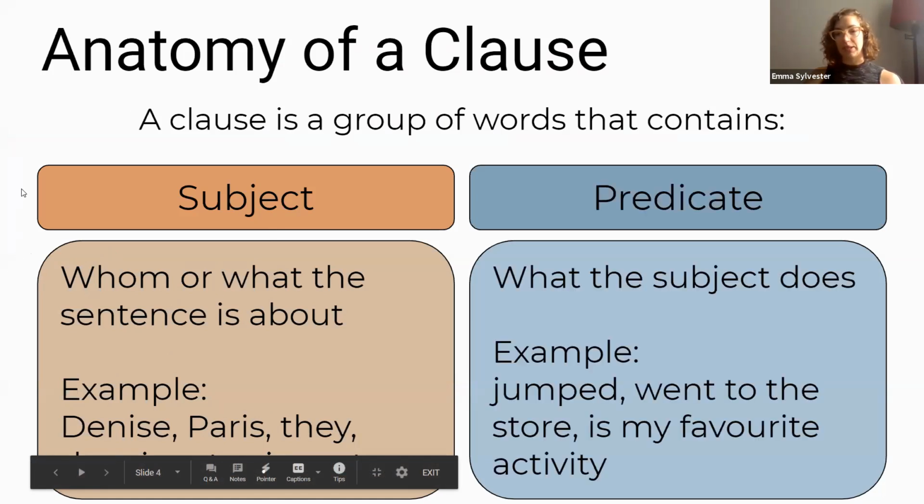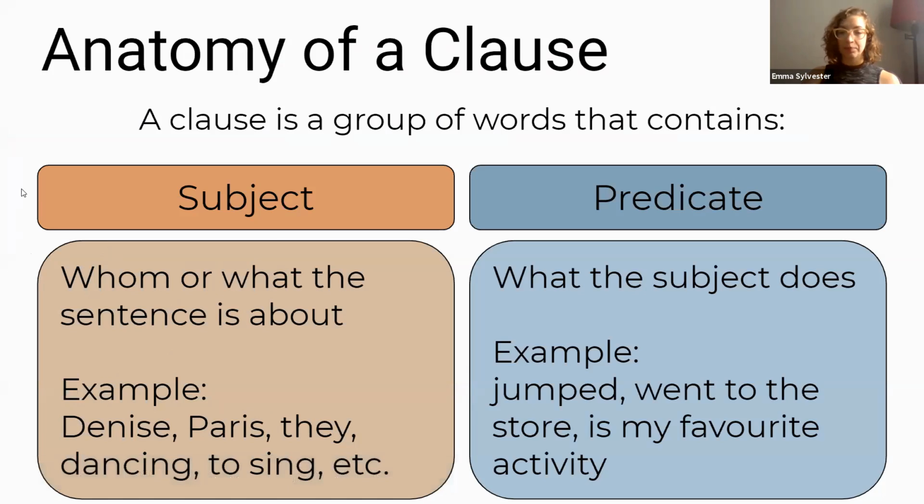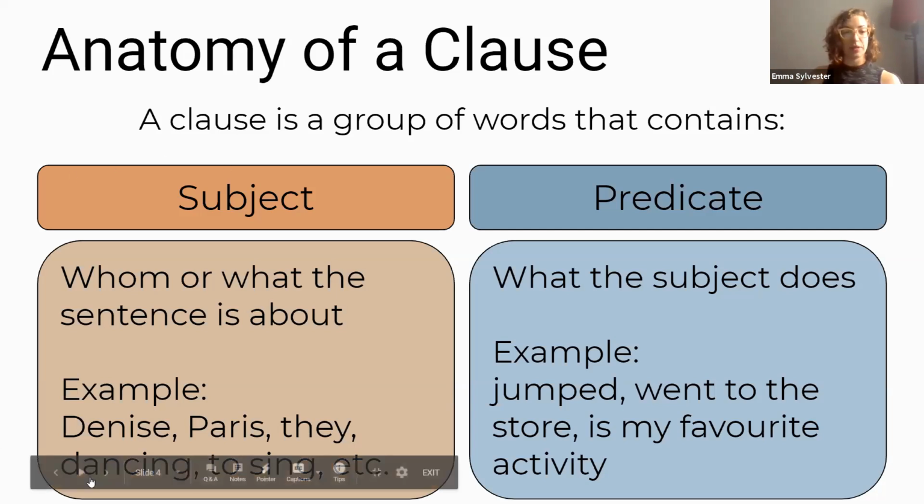So it's what the subject does. So it could be jumped, went to the store, is my favorite activity. And a predicate always contains a verb and something else, not necessarily something else. It could just be Denise jumped, and that's her subject and predicate, and that's an independent clause right there. We'll get a little bit more into the definition between independent and dependent, but a predicate contains other information as well.